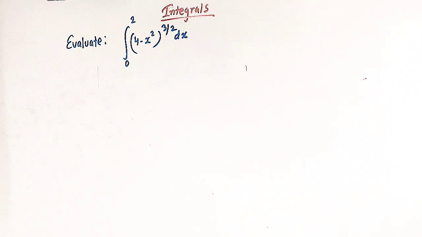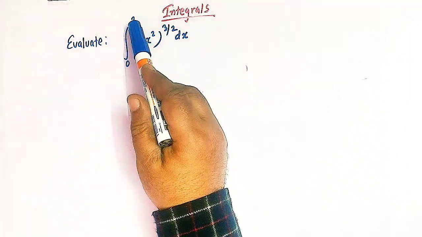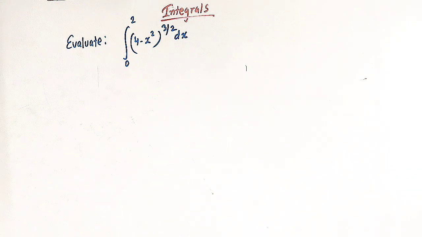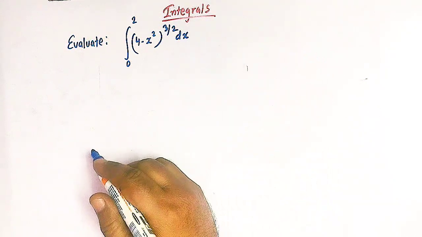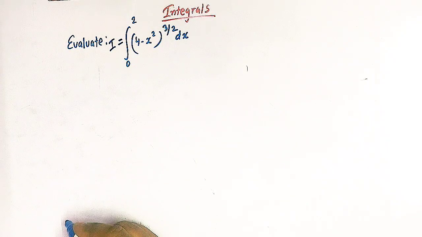Hello viewers, in today's session we are going to discuss a very conceptual and important problem from definite integrals. In this class we are going to evaluate this integral from 0 to 2 of (4 minus x square) raised to 3 by 2. So let us start. We are going to use the method of substitution, and let us call this integral I.